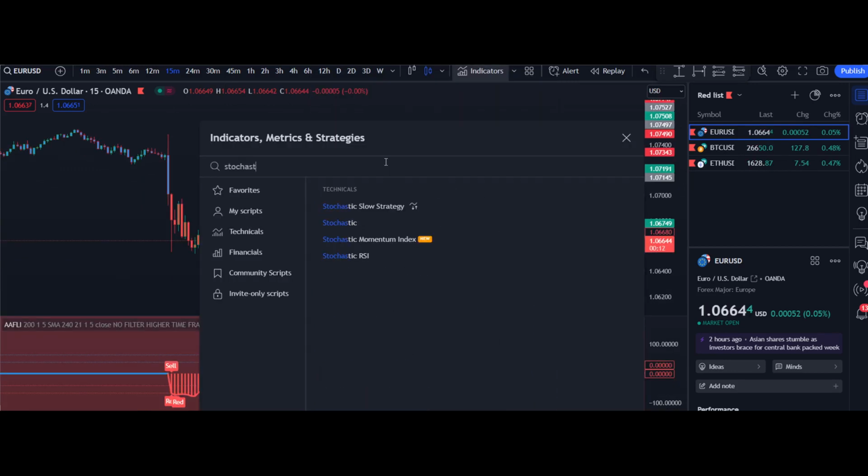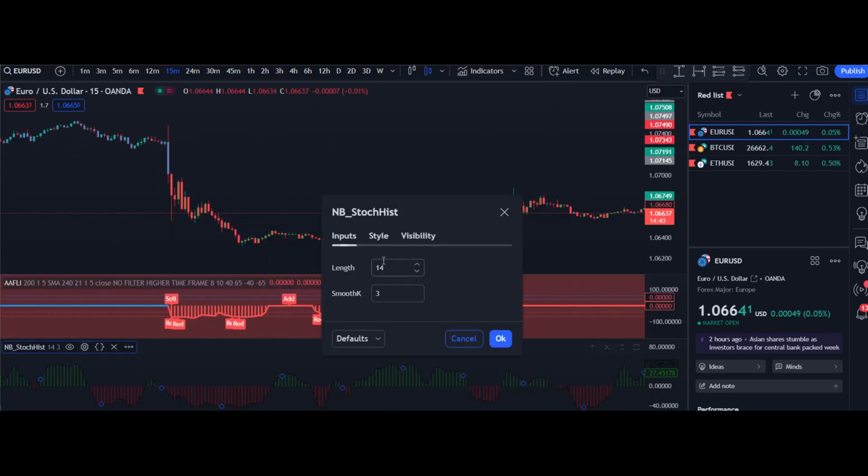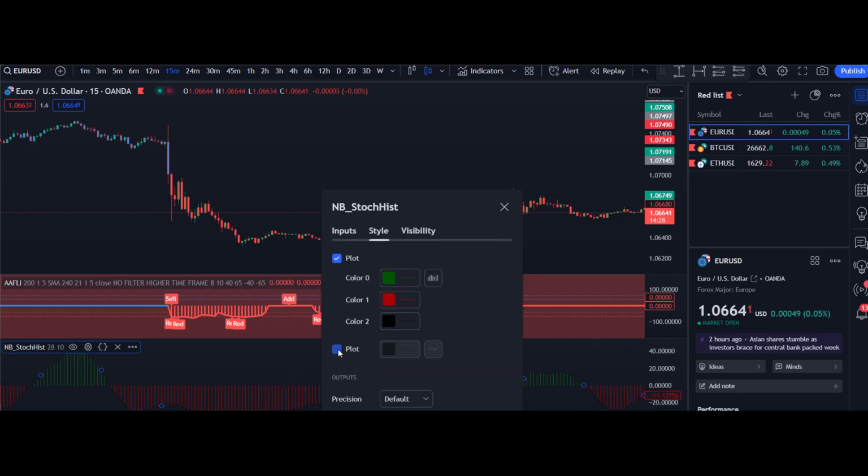The next indicator that we'll be using is the Stochastic Histogram. Go to settings. We're going to change the length to 28, and the smoothing candle is going to be 10. Also go to style. We can uncheck the plot line. We're going to make sure that the first one is green and the second color is red.